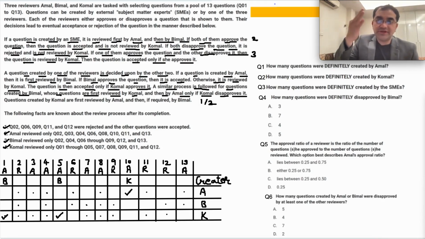Now let's go to the 3-dot ones, because we know a 3-dot one has definitely been made by the SME. So question 2, SME made it. Out of A and B, 1 person approved, the other disapproved. Now everything depends on K. You see question number 2 has been rejected. That means K has rejected it, so I put a cross. Accepted and rejected mean approval and disapproval. K has disapproved, so approval is a tick, disapproval is a cross.